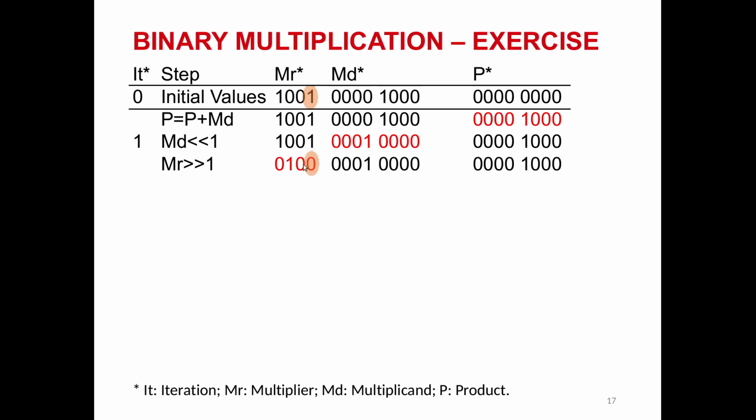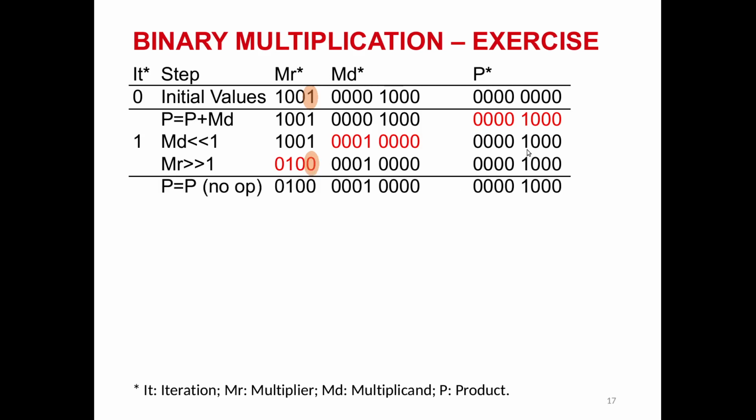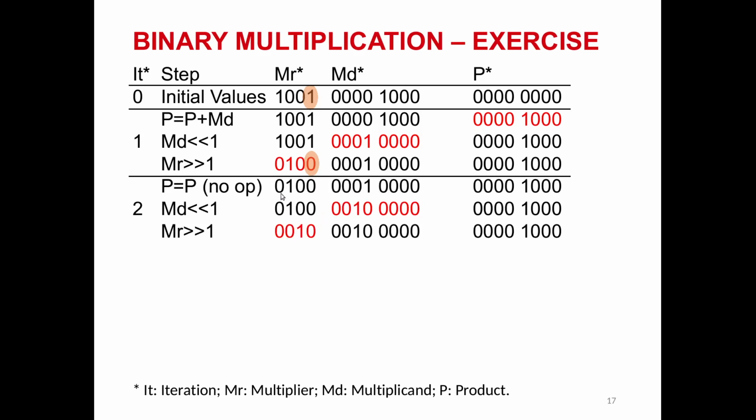And at that time we know that the least significant bit of the multiplier is now 0, so we make no change to the product, and the product stays the same. But after that we need to shift the multiplicand one bit further to the left, and we have the new value here. Together with that we need to shift the multiplier one bit further to the right, and we have the new value here.